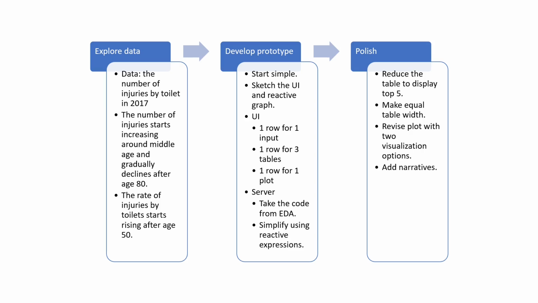And then in the prototype, we have the plot that shows the rate of injuries, but we want to give the user the option to switch back and forth between the rate of injuries and the count of injuries. So we're adding a functionality to the plot. And lastly, we want to add narratives to the app. So that is the big picture for this chapter 4 case study. And let's dive in. I'll see you in the next video.